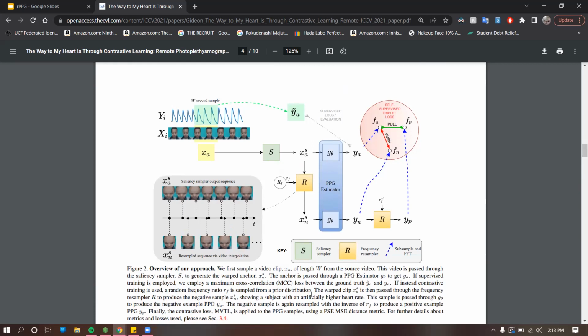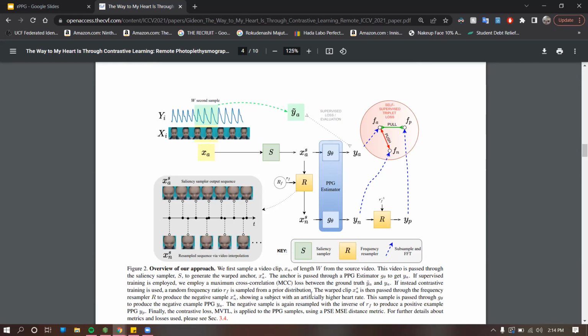If you look at those blue boxes, they have the PPG estimator, that's the G theta. That's their network to estimate the PPG signal. Going into this blue box, there are two inputs, XAS and XNS. The XNS is coming from XAS going through R, which is a frequency resampler.